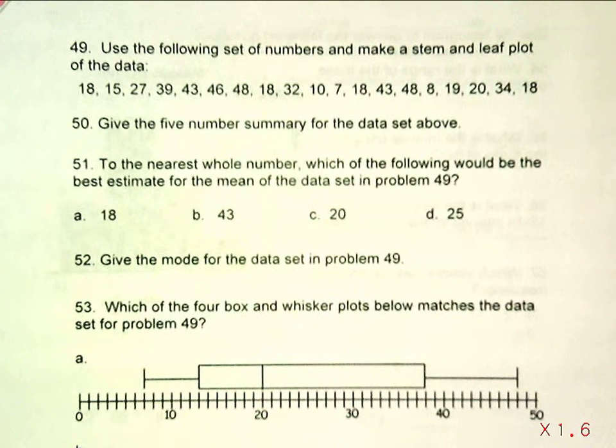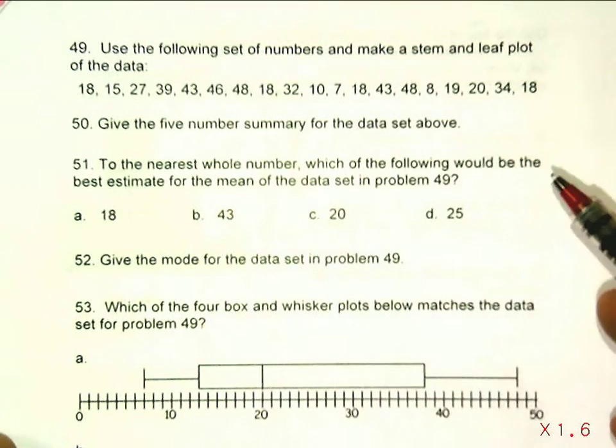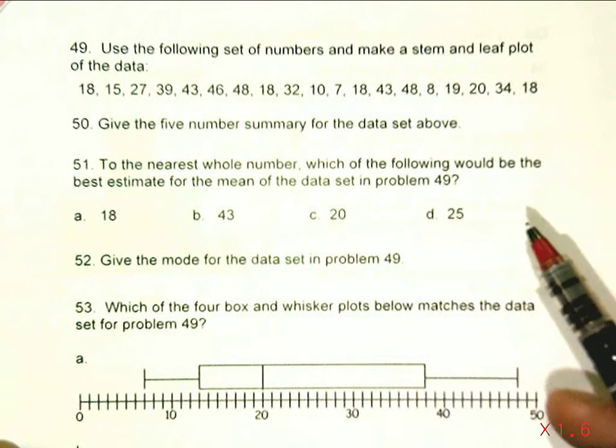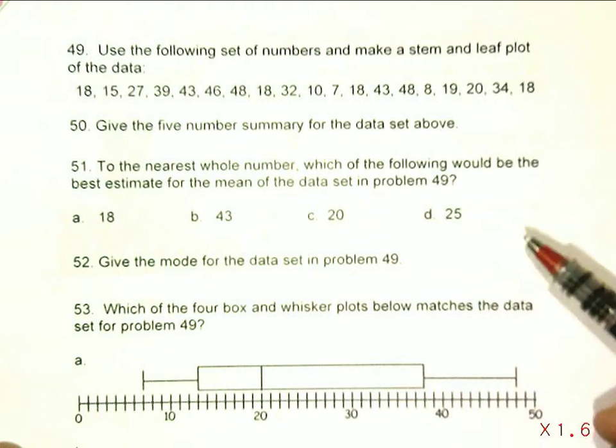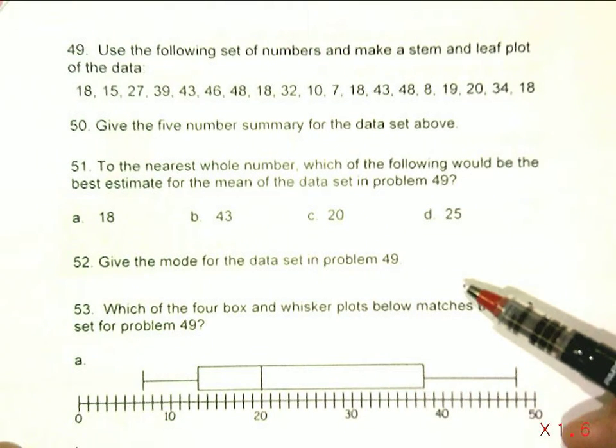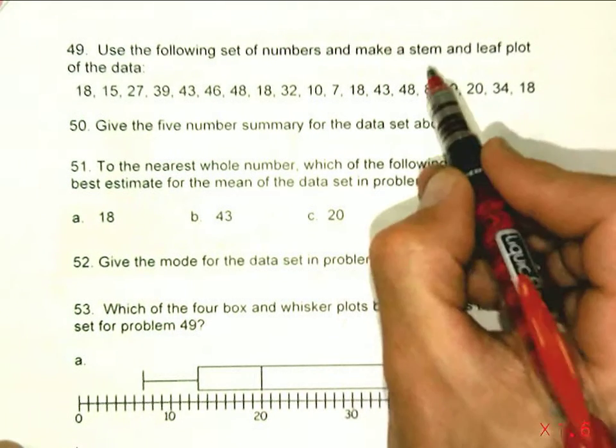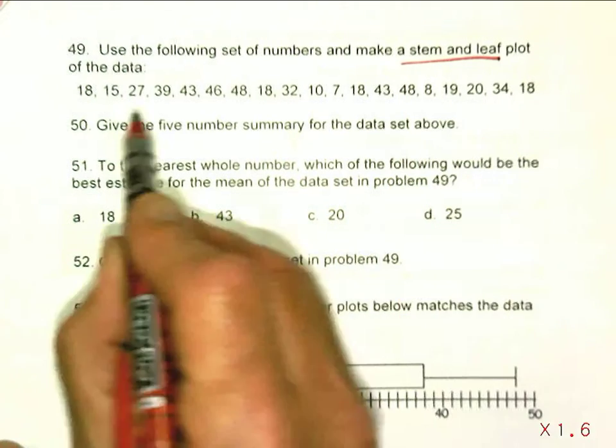So problems 49 through 53 are a series of problems dealing with data and statistics, stem and leaf plots, box and whisker plots. I'm going to start with problem number 49, and you may want to just do these in series so you can see the progression from one to the next. But in problem 49, I'm asked to make a stem and leaf plot of this data set.